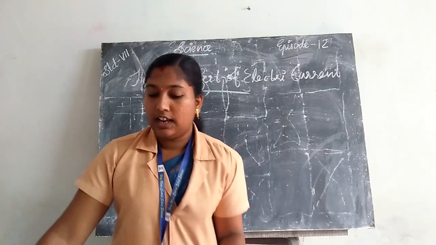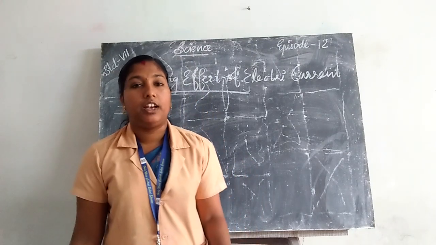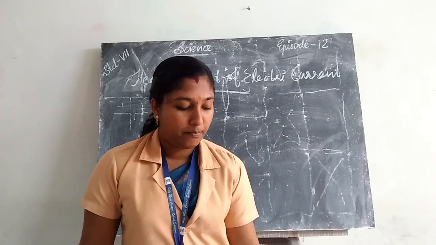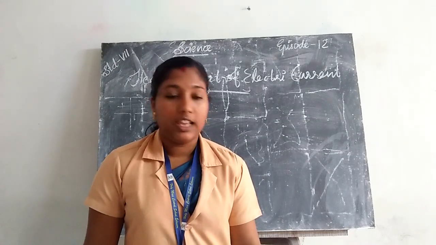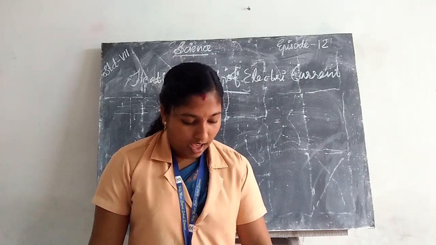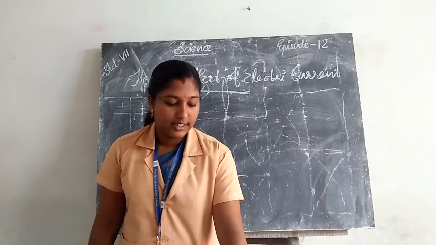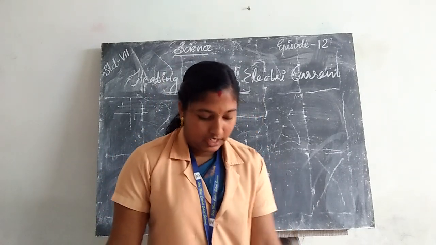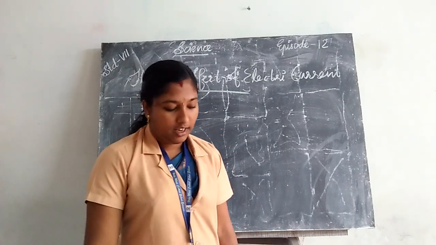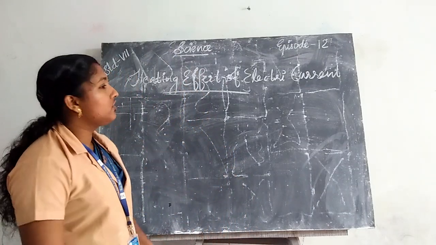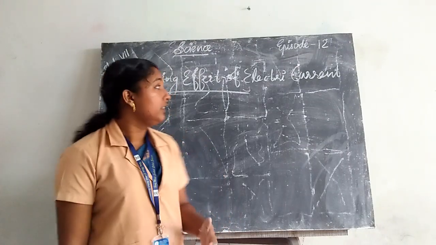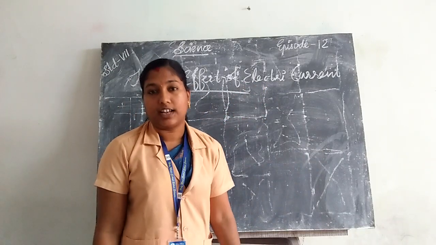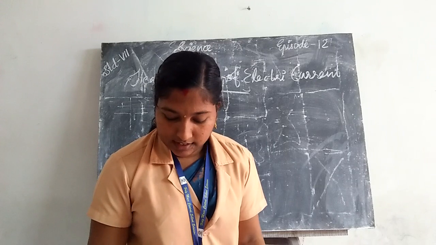We know that in our house several electrical appliances are present. Some appliances work on the basis of the heating effect of electric current. They are immersion heaters, hot plates, iron boxes, geysers, electric kettles, hair dryers. These are some electrical appliances working on the principle of the heating effect of electric current.